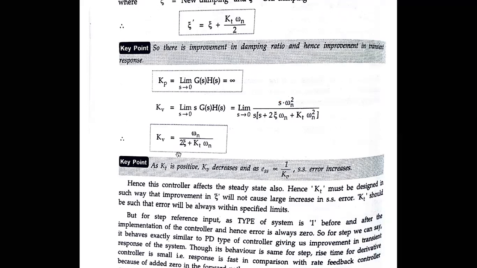Based on the value of kt, whether it is positive or negative, here is a key point: as kt is positive, kv decreases. If this is positive, the value of kv will decrease, and your steady state error is directly proportional to 1 by kv, so your steady state error increases. If you want to increase the steady state error, you should decrease the value of kv. And how can the value of kv be decreased? By making the value of kt positive.